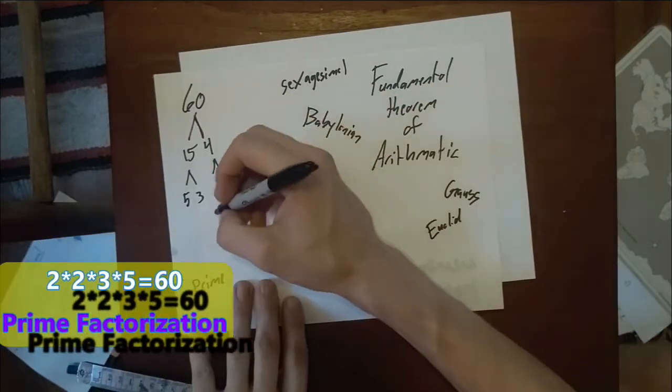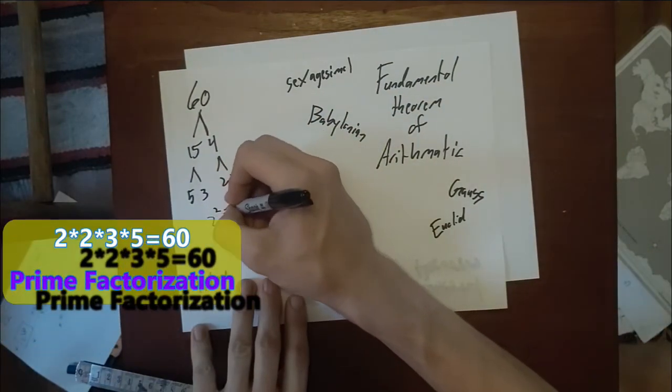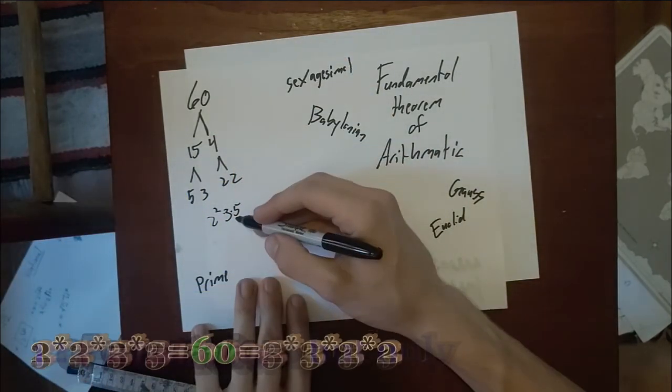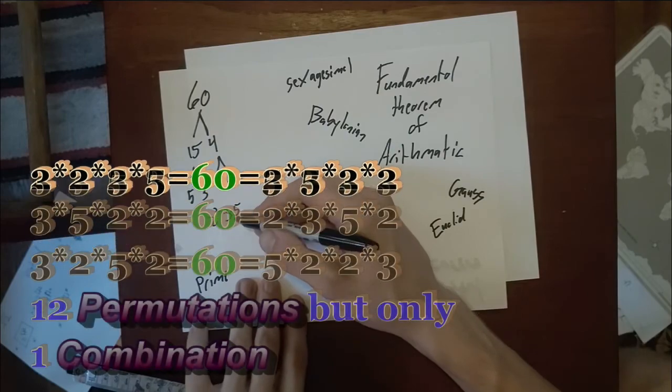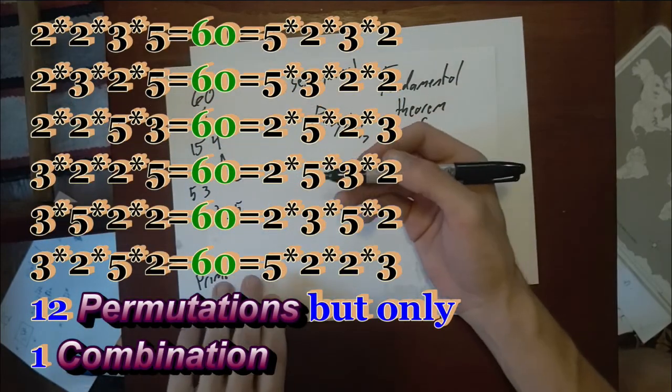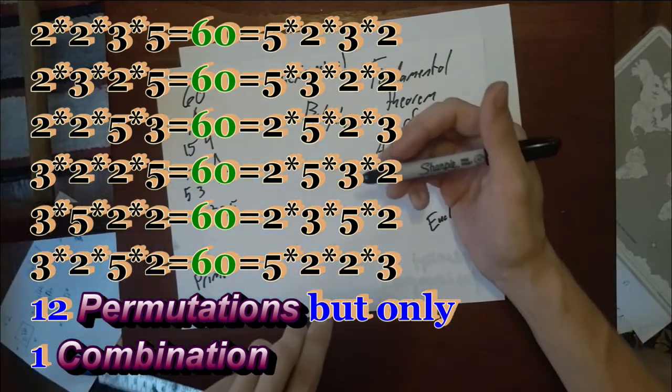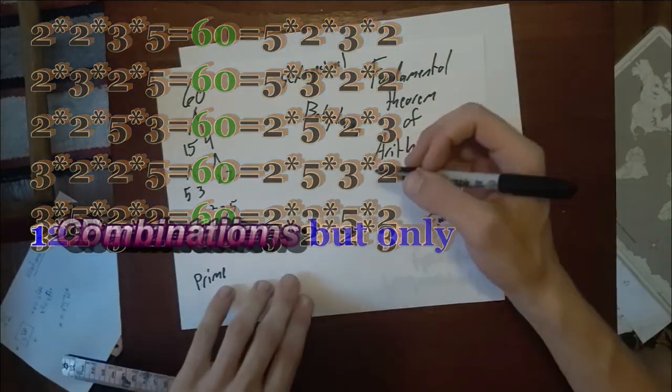And this is the prime factorization. So if we have 2 2s, a 3, and a 5, we'll get 60. If we have 60, we'll get 2 2s, a 3, and a 5. It's a combination of numbers such that the order doesn't matter. It doesn't matter in which direction we go or however we get to those 2 2s, 3, and a 5. It's just the fact that we have those.